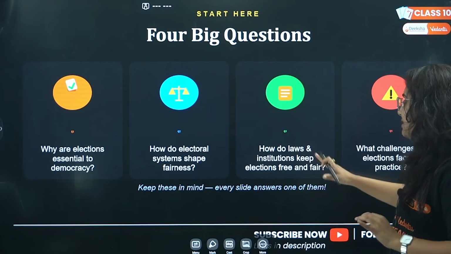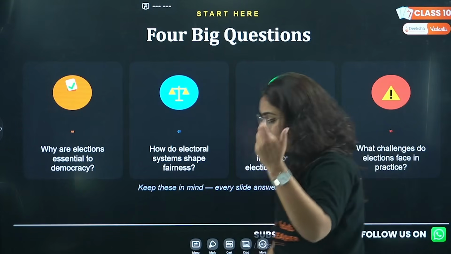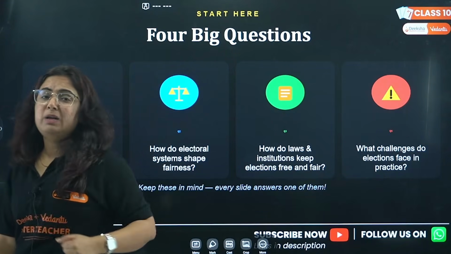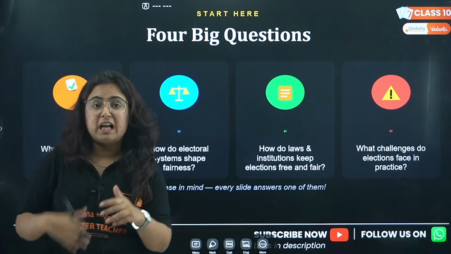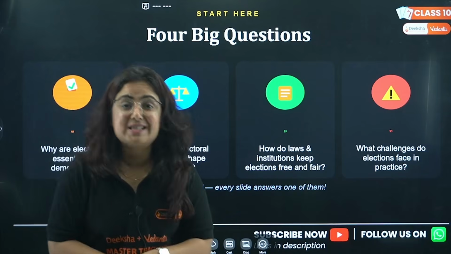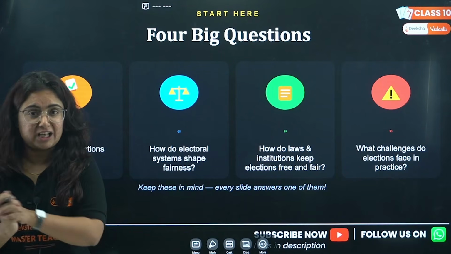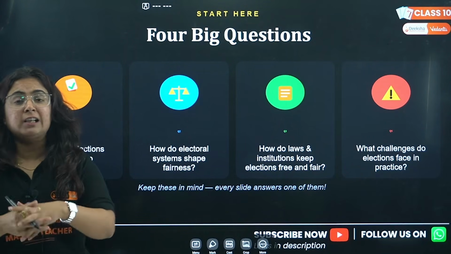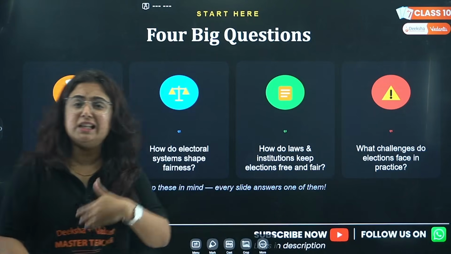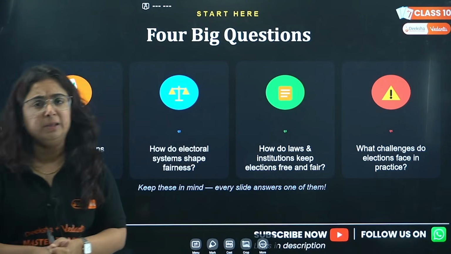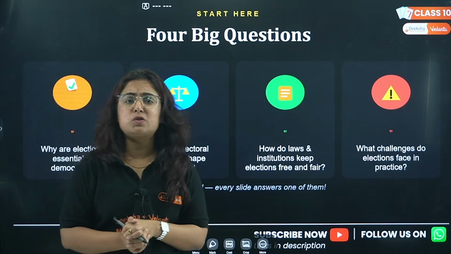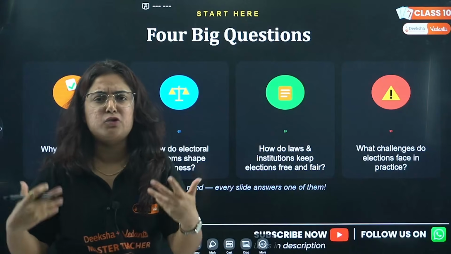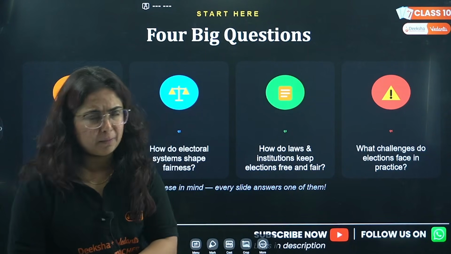And how do laws and institutions keep elections free and fair? Then we will deep dive into the system of India: which institution is responsible for making fair and free elections in India, and what are the schemes or initiatives taken by the government as well as the supreme leaders to make a free, fair, transparent, accountable form of government.